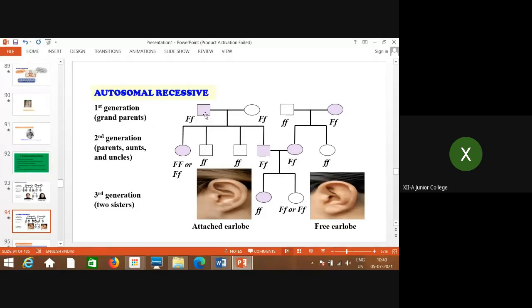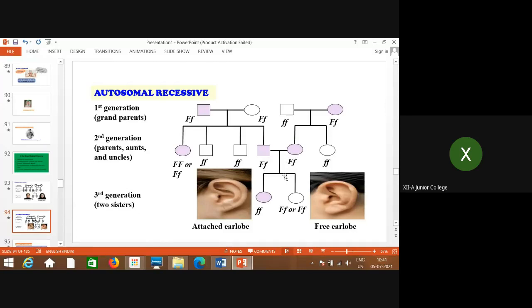So in the first generation, you can see the male is heterozygous, the female also heterozygous, and out of four offspring, these two males are with the attached earlobes, which is the homozygous recessive condition, and this female is either homozygous dominant or heterozygous, with the free earlobe. And this male also is with the free earlobe.